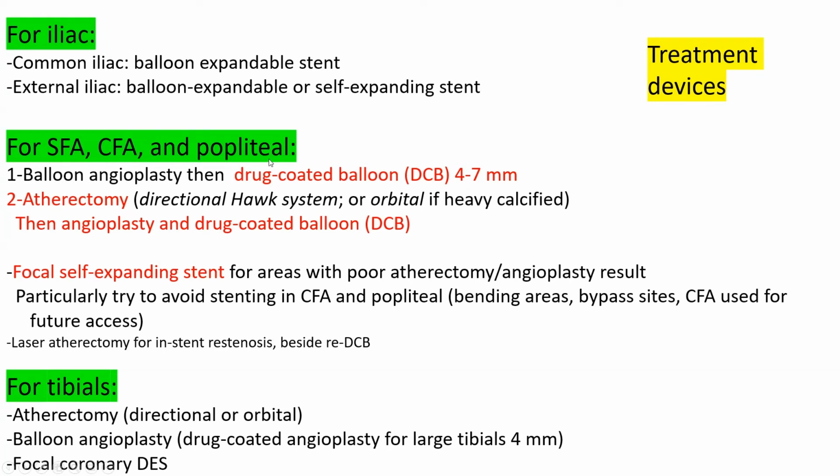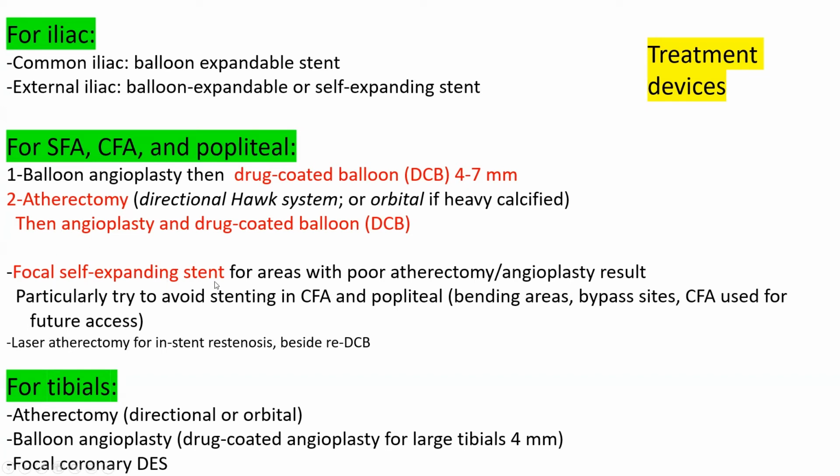So for SFA, CFA, and popliteal, the basic treatment is one of those two: balloon angioplasty followed by drug-coated balloon, or atherectomy, such as the one I use most, the directional Hawk atherectomy system, or orbital atherectomy if heavily calcified. So you do atherectomy, then you follow that by angioplasty and drug-coated balloon. So either one of those two, depending on the complexity. The more complex your disease, probably the more you need to do that second one. And that's my preferred one, based on some data, a preferred longer-term strategy. Also less risk of dissection than the other strategy, especially when you're using the Hawk system.